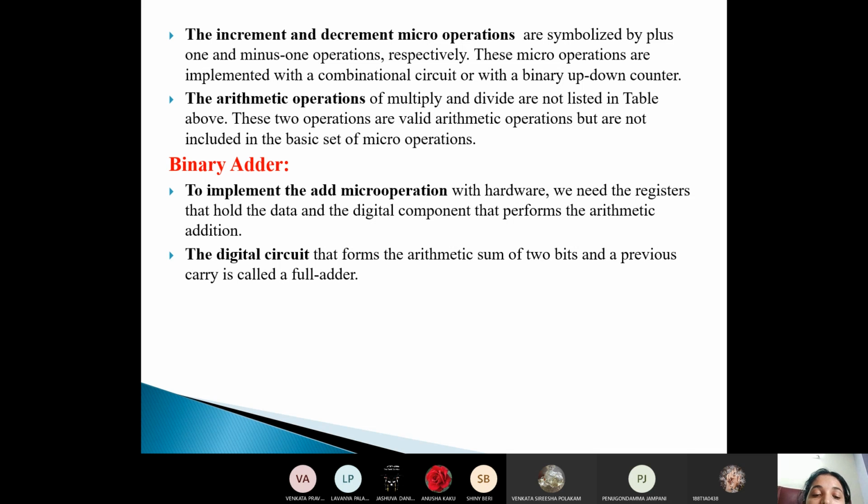The arithmetic micro operation defined by the statement R3 gets R1 plus R2 specifies an addition micro operation. It states that the content of register R1 is added to the content of register R2, and the sum is transferred to register R3. The other micro operations are listed below. This is the main explanation of this example.